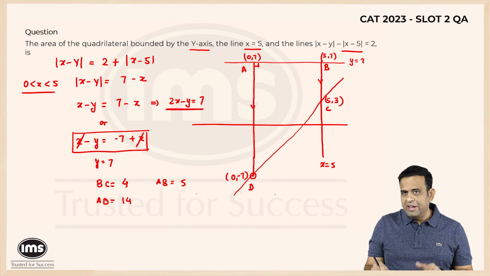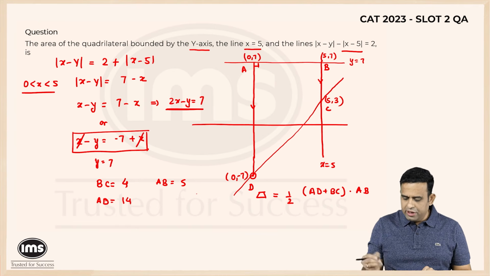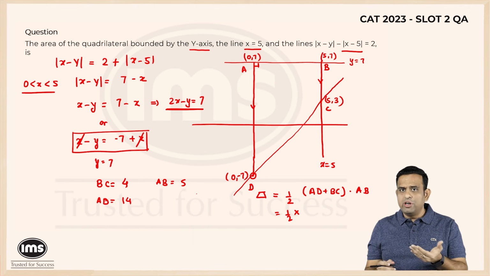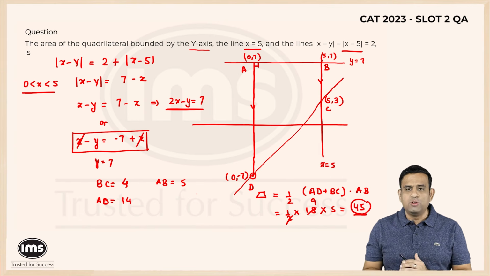So the area of the trapezium or the quadrilateral ABCD would be equal to half the sum of the parallel sides, AD plus BC, times the height, which is nothing but AB over here. If you put the values, half of AD plus BC will become 14 plus 4, which is 18, times AB, which is 5, and this becomes half of 90, or 9 into 5, giving you 45. So the required area in square units must be equal to 45.